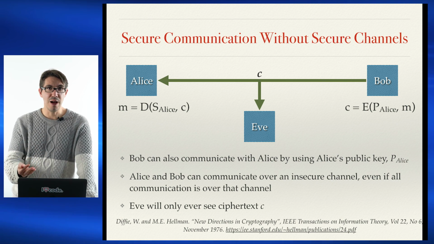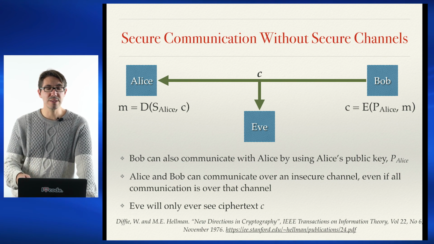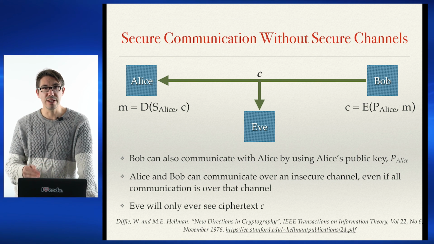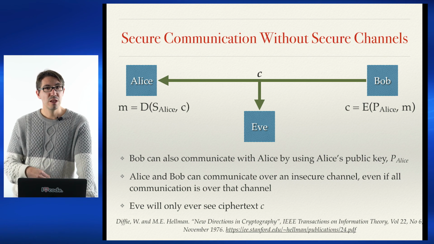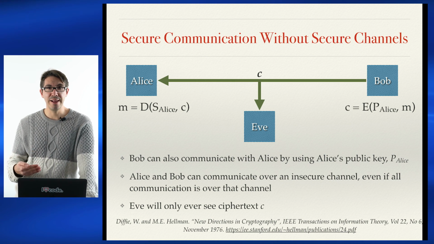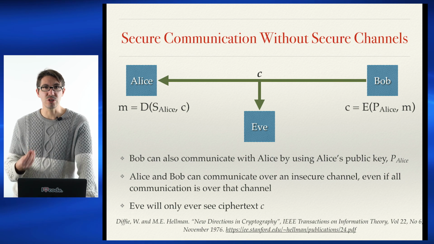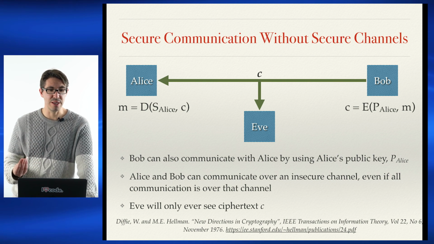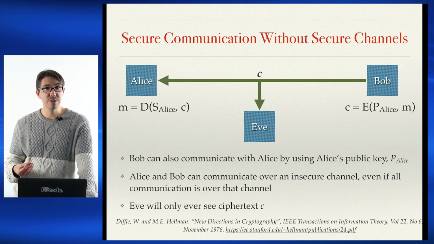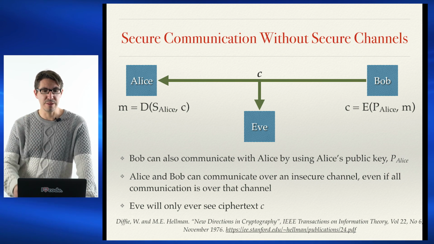Just like Bob, Alice will be able to decrypt the ciphertext and convert it into the plaintext using her own secret key. So Eve, through all of this, is only going to see ciphertext over the network. And Bob and Alice are now able to communicate even though they never had a secure channel to share that symmetric key.